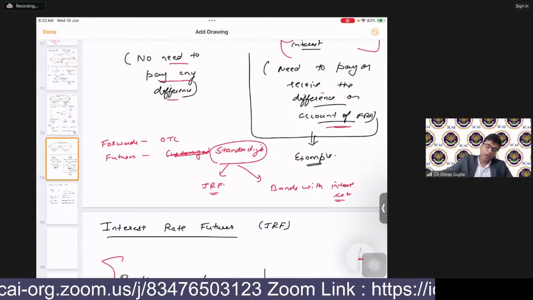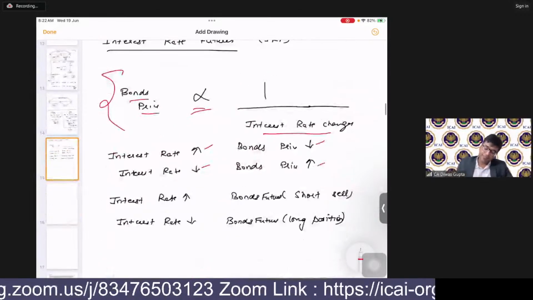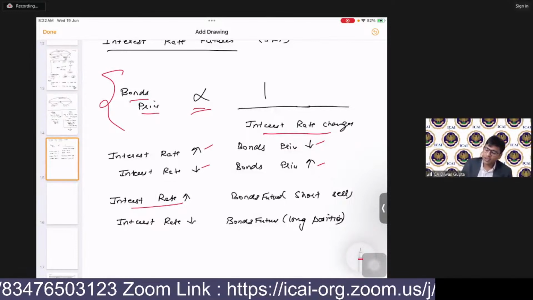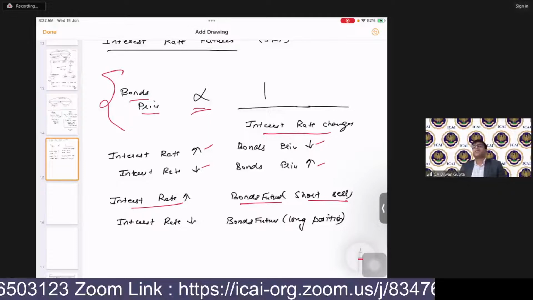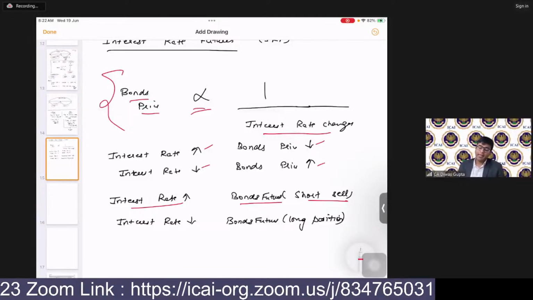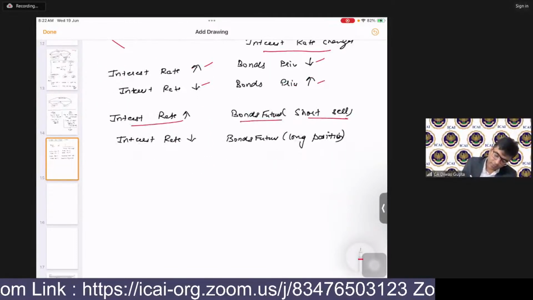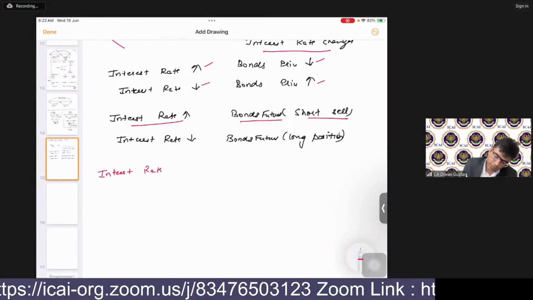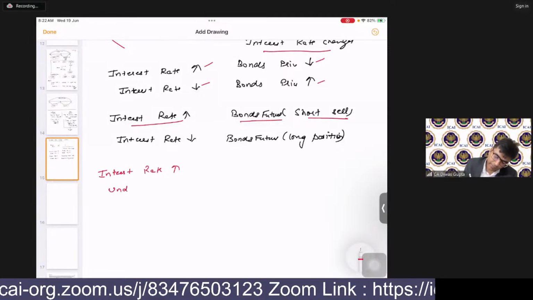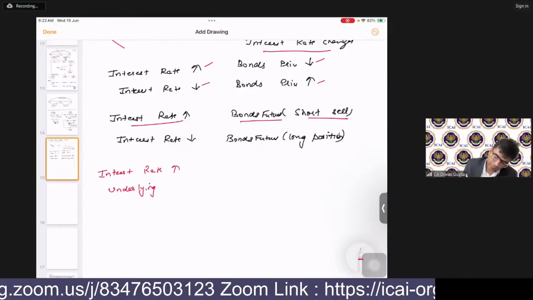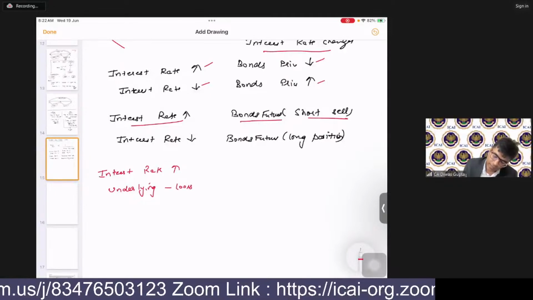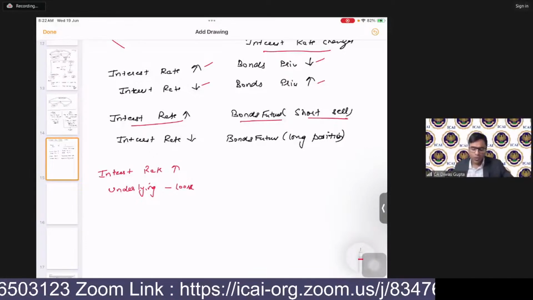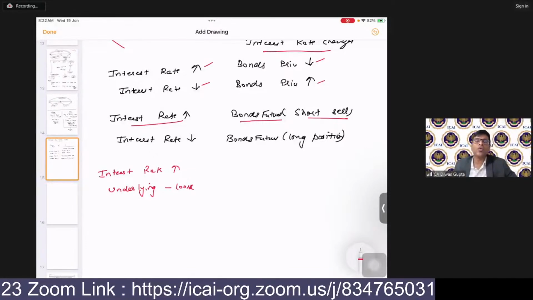So now let's think about it from the bonds perspective. If the interest rate goes up, I will short sell the bonds futures. Why am I short selling? Let me just tell you, the moment interest rate goes up on my underlying, I will lose. So what should I do with the bonds then?